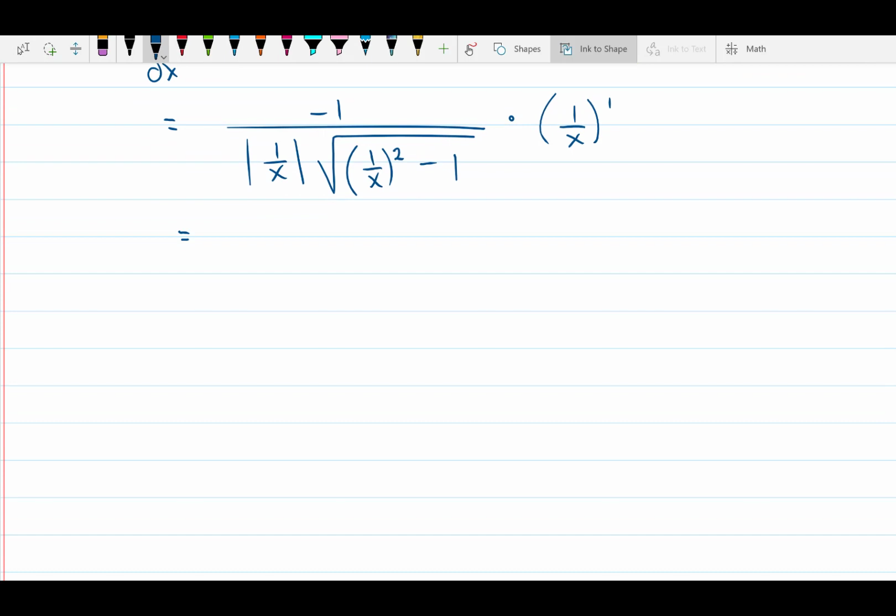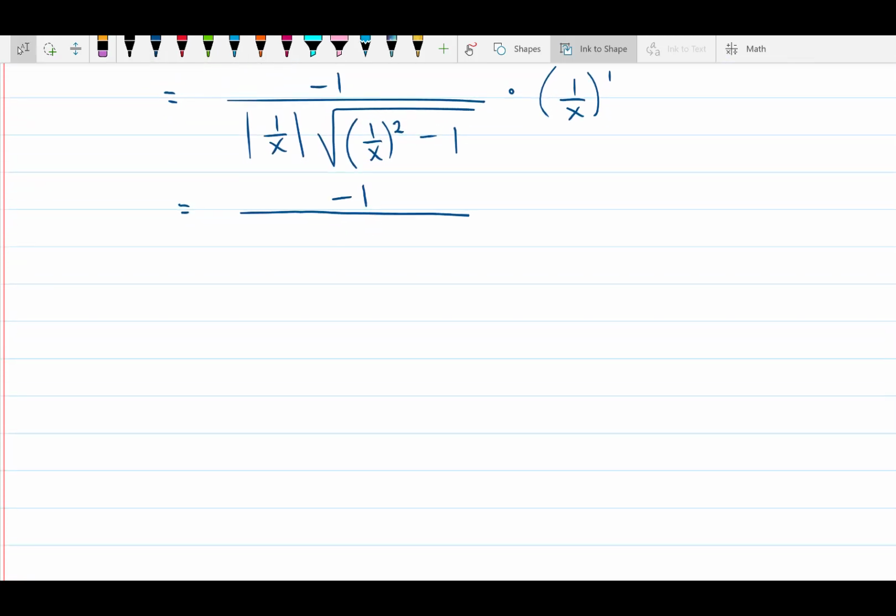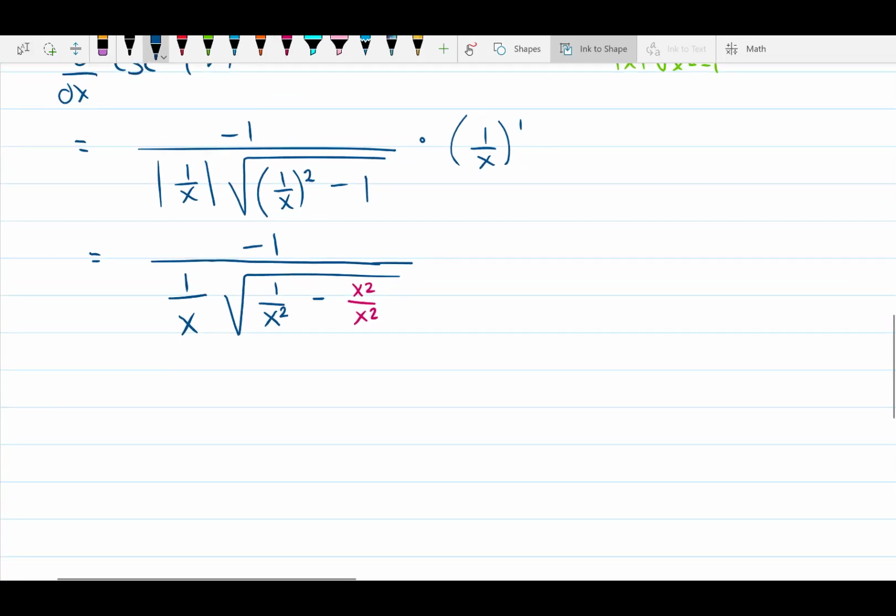So now let's do a little simplifying. We get -1 divided by, now our domain is between 0 and 1. So again, x is always positive, so I can just drop the absolute value bars. If that's not in the domain, you cannot get rid of the absolute value bars. Times the square root of 1 over x squared minus 1. Now I'm going to do a conversion of 1 so I can add my fractions in the next step. So I'm going to write this as x squared divided by x squared. And then the derivative of 1 over x is -1 divided by x squared.